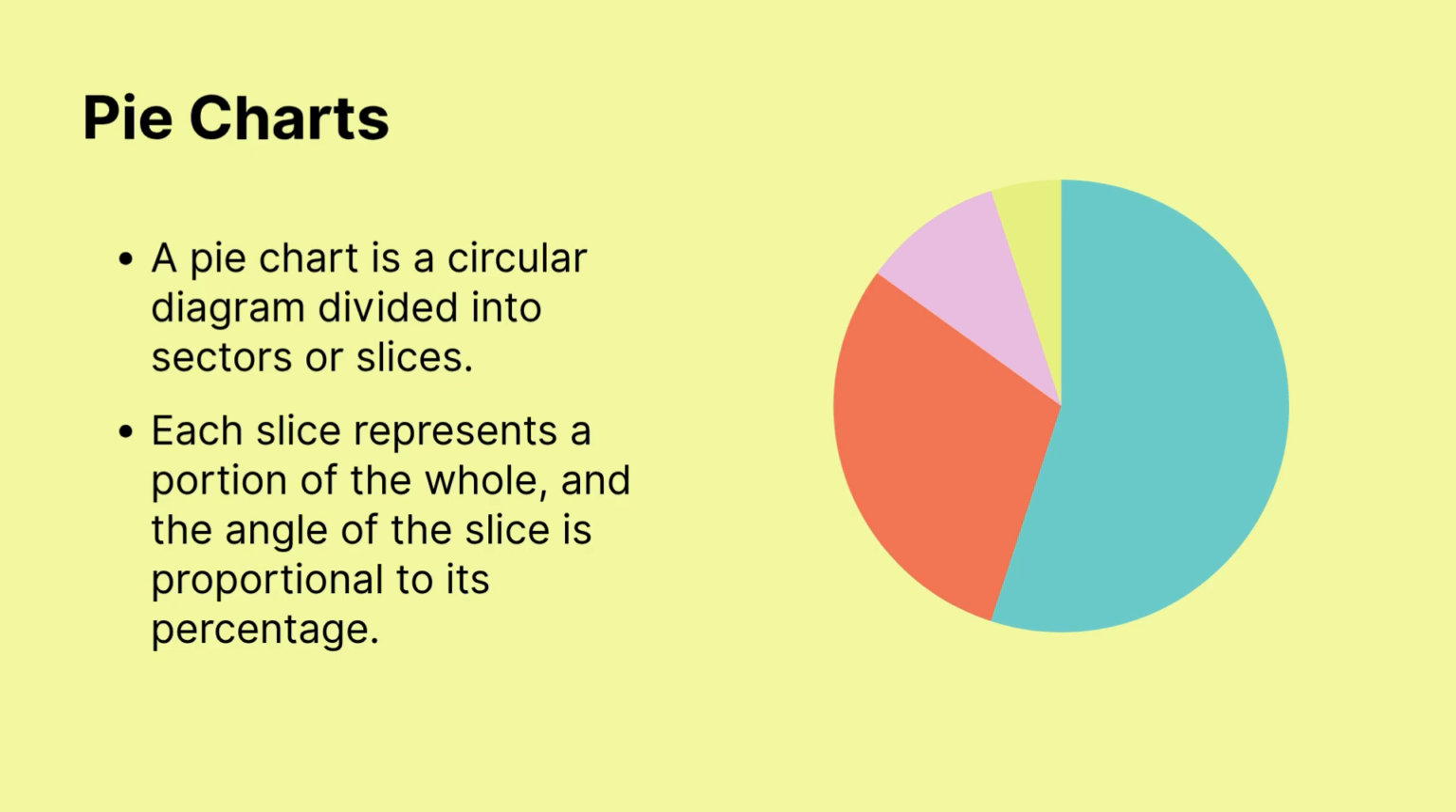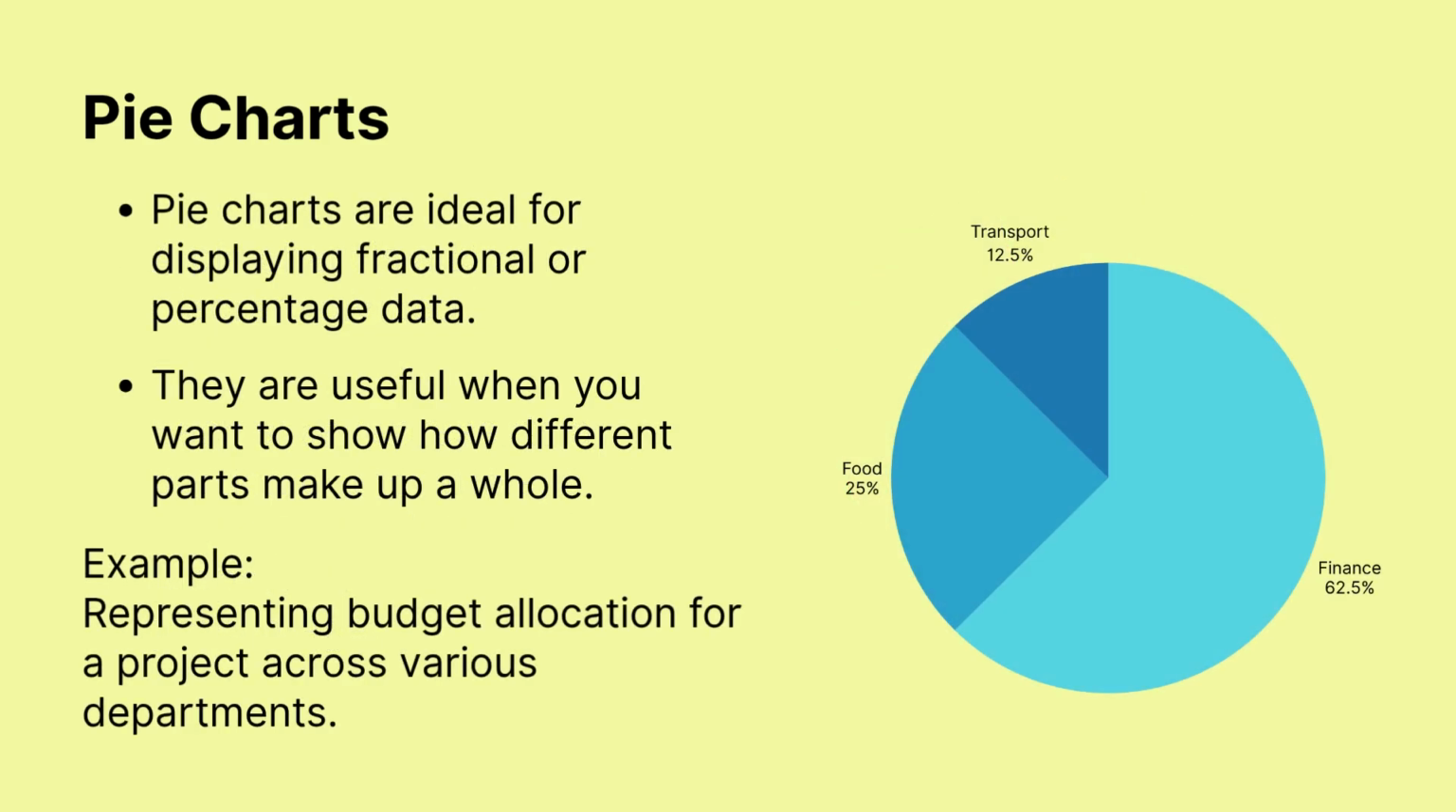Now we come to pie charts. A pie chart is a circular diagram divided into sectors or slices. Each slice represents a portion of the whole, and the angle of the slice is proportional to its percentage. Pie charts are ideal for displaying fractional or percentage data. They are useful when you want to show how different parts make up a whole. For example, they can show how a project's budget is divided across various departments.